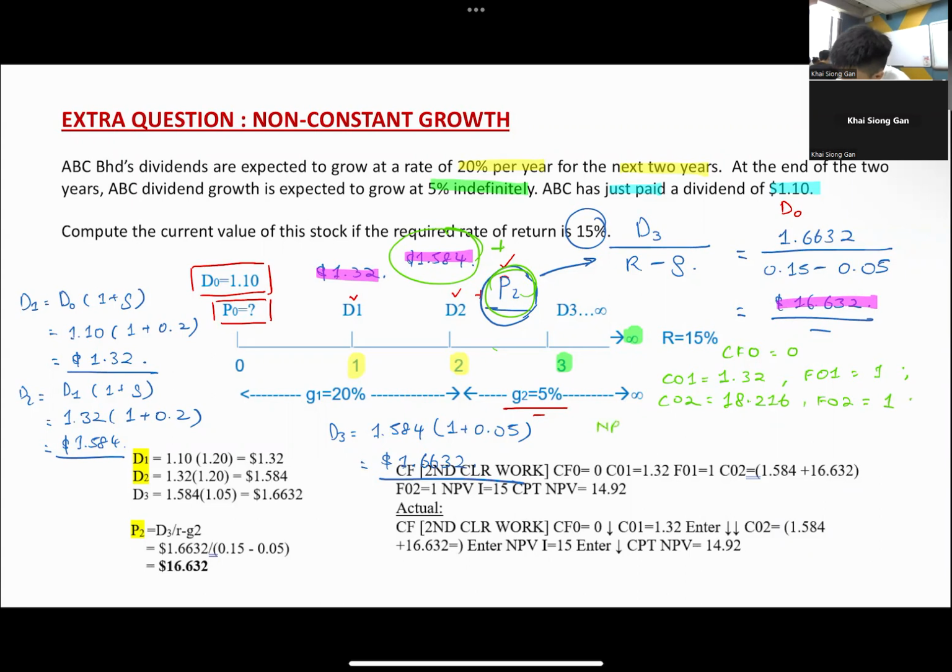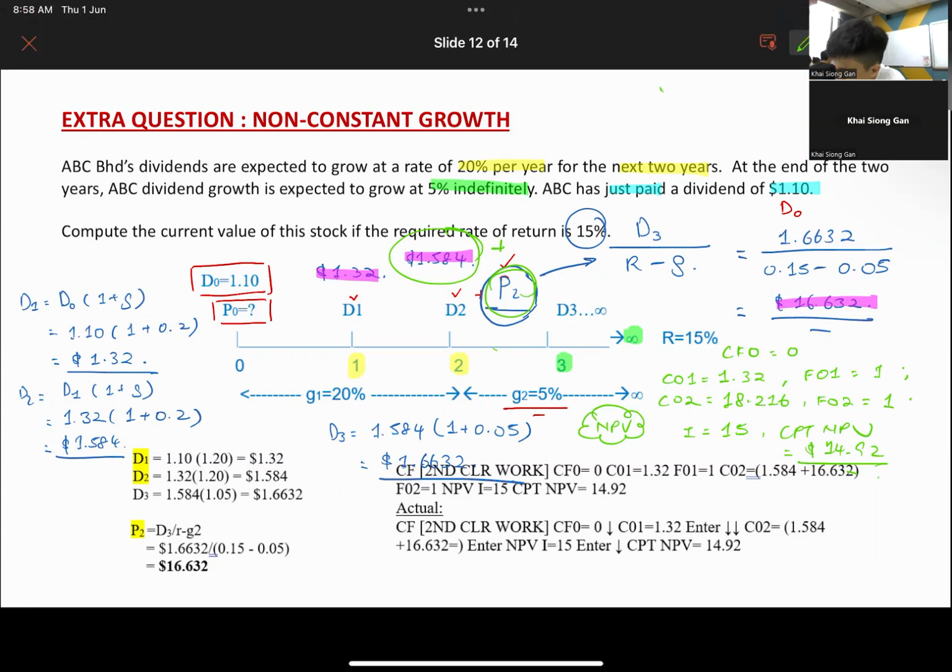Then you press NPV and then key in the interest rate. Interest rate here means the required rate of return, which is 15. Just press 15 and then compute NPV, and you will get the answer straight away, which is 14.92. So that's the share price. That's the present value of the share, the share price of this stock itself. 14.92, there's the answer. This is the kind of question that you will be assessed on during finals.